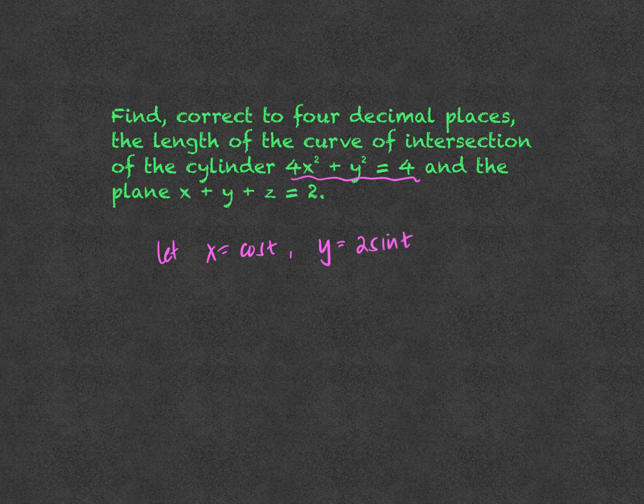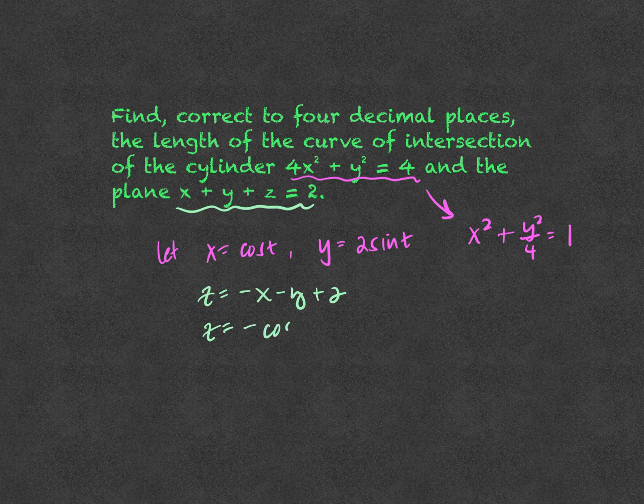It has to do with the fact that if you solved it to be x squared, divide everything by 4, so you get x squared plus y squared over 4 equals 1. That's where this comes into play. So to find the intersection of that with the other one, we're going to use this equation, and we're going to say z equals negative x minus y plus 2. So z equals, the x is cosine, so we have negative cosine of t, minus y is 2 sine of t, plus 2.